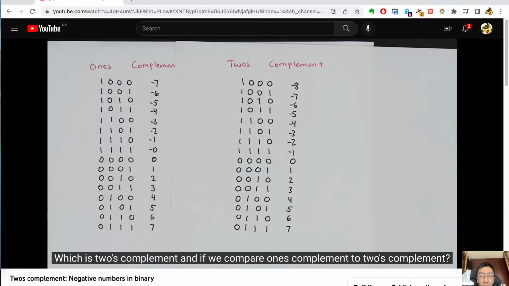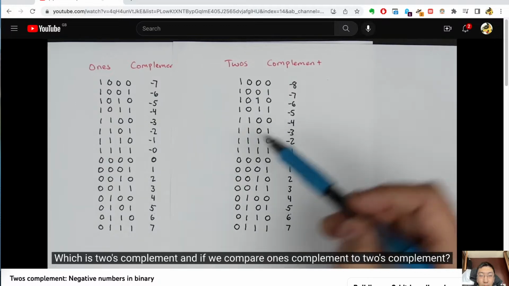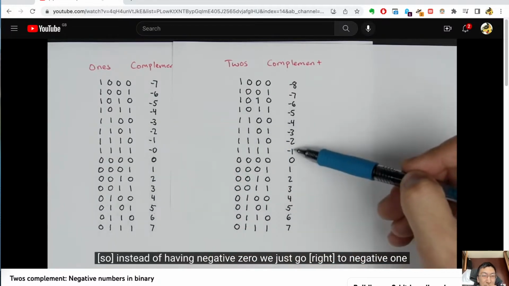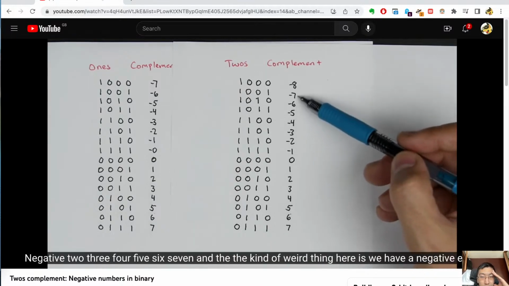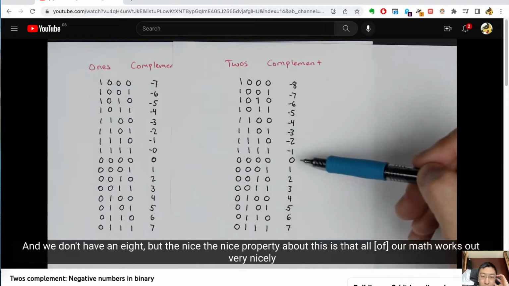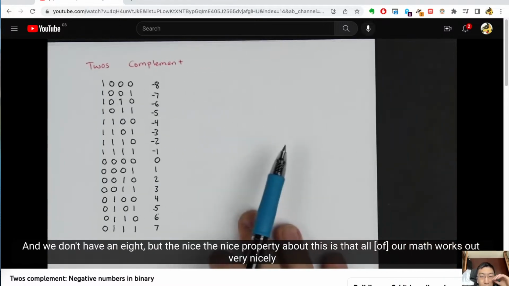And if we compare 1's complement to 2's complement, it's basically the same, except it gets rid of this negative 0. So instead of having negative 0, we just go right to negative 1, negative 2, 3, 4, 5, 6, 7. And the kind of weird thing here is we have a negative 8, and we don't have an 8. But the nice property about this is that all of our math works out very nicely.